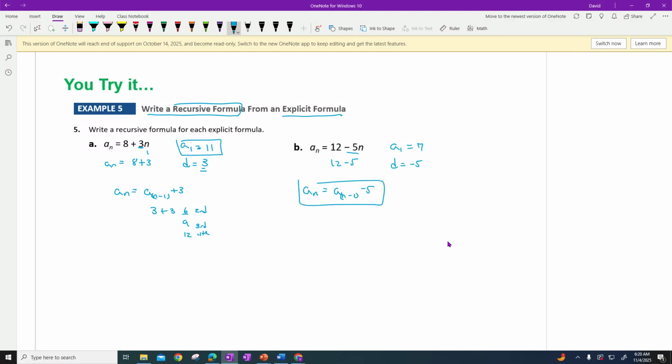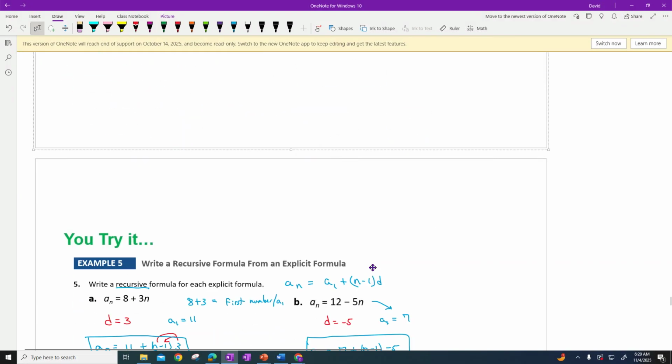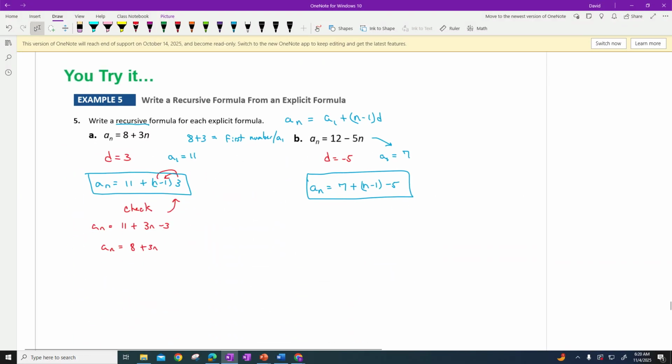Okay, so there it is, the recursive formula. This is what I'm going to type into my computer. And they're always going to ask you, okay, what's the first number in the sequence? All right, that's how you find it. This is the explicit formula, but it's a condensed formula, where they got rid of some things.